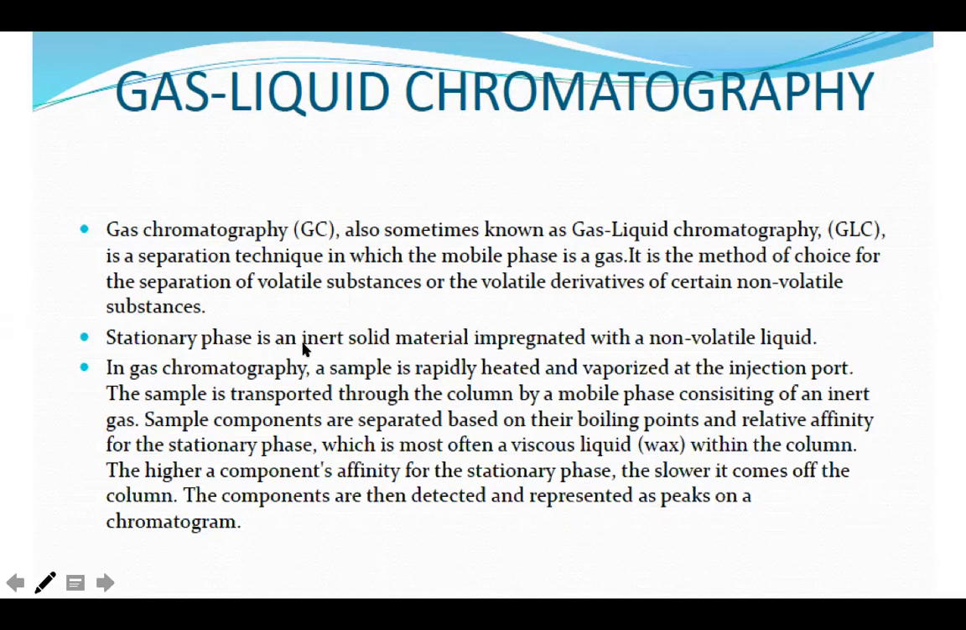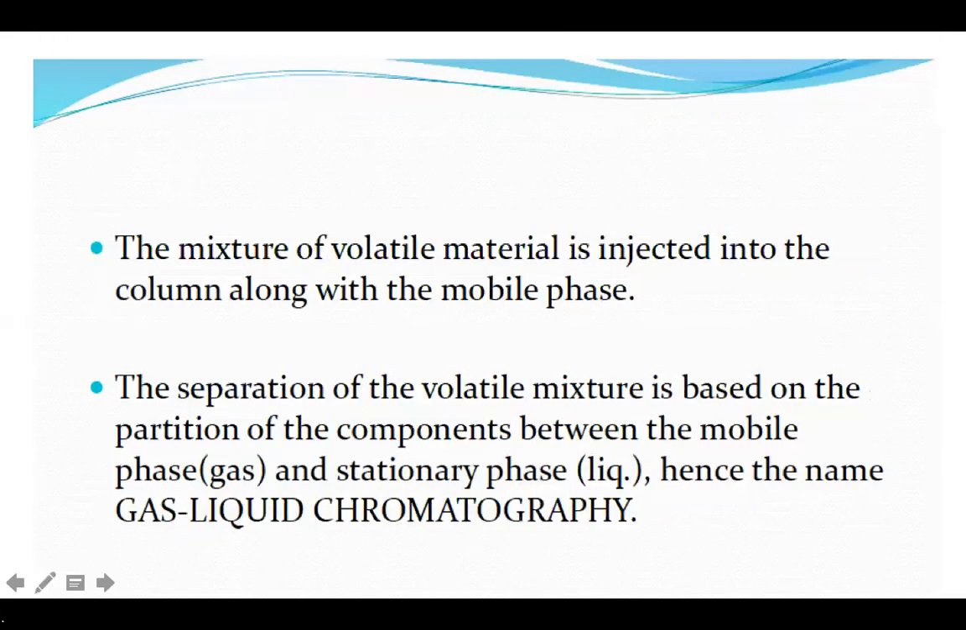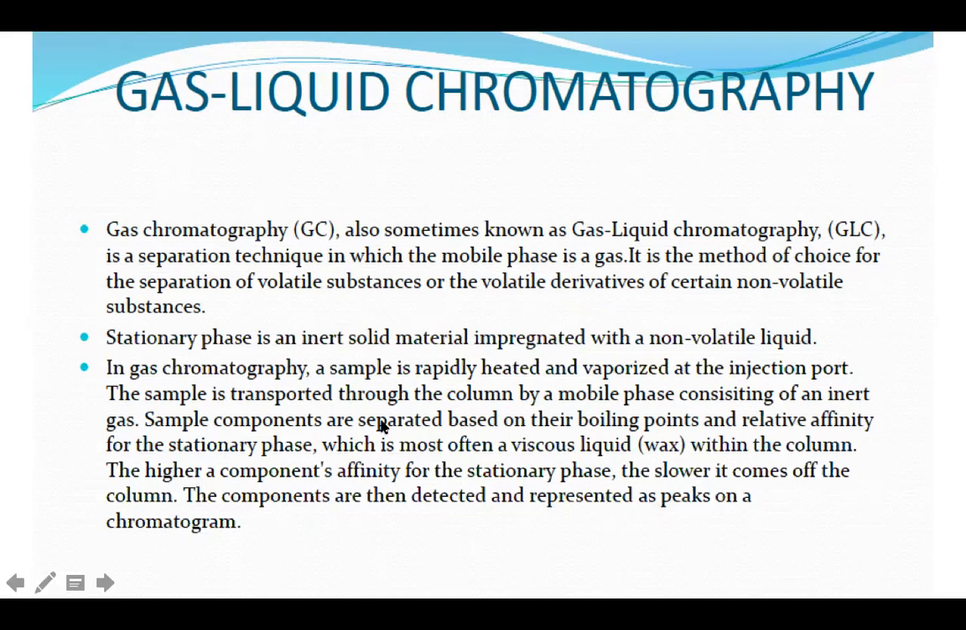The stationary phase is an inert solid material, porous materials impregnated with a non-volatile liquid. So in gas chromatography, a sample is rapidly heated and vaporized at the injection port. The sample is transported through the column by a mobile phase that is a gas consisting of an inert gas. Usually an inert gas is used. For example, nitrogen is an inert gas, helium is an inert gas.